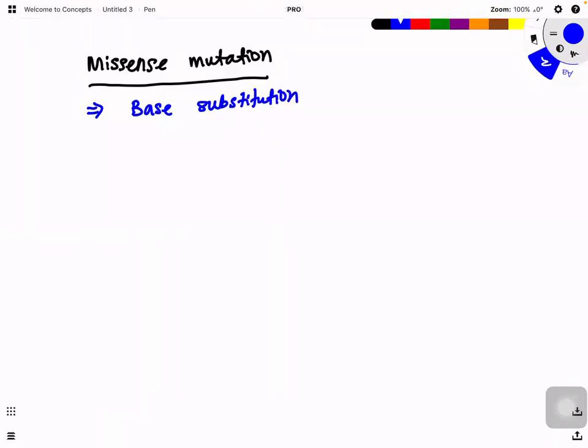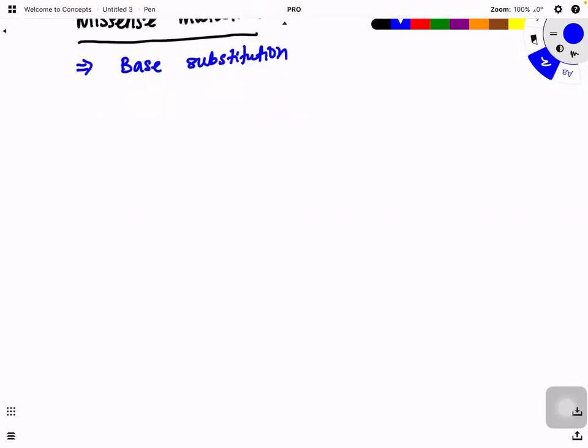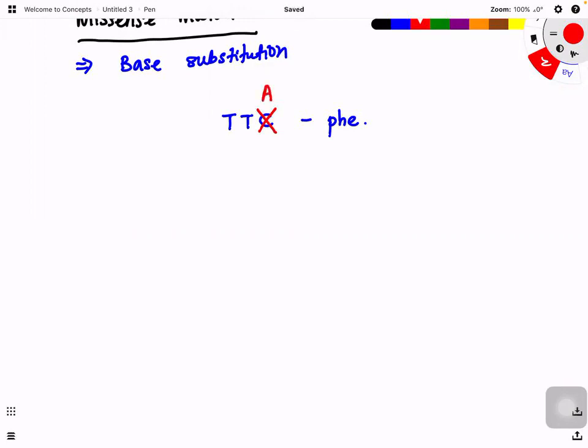Let's see. The original base, let's say for example, we have TTC. TTC codes for phenylalanine. Then base substitution takes place, and instead of C, the base becomes A. So the mutation gives TTA. So what will TTA code for? TTA will code for leucine.